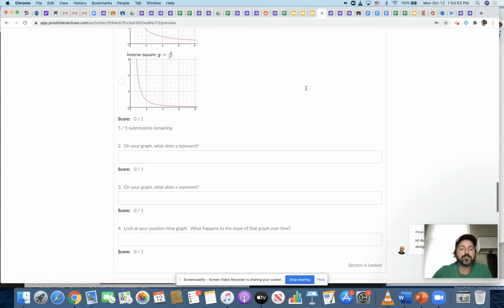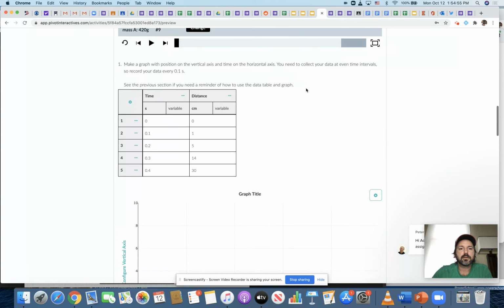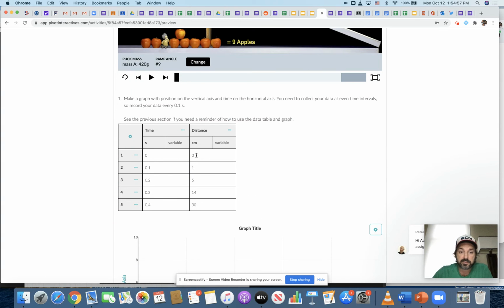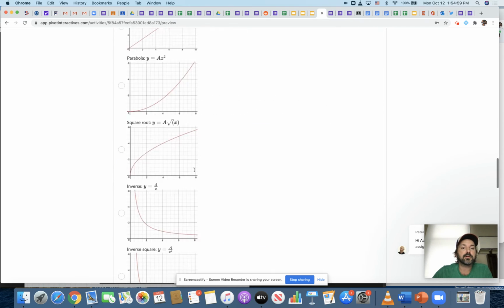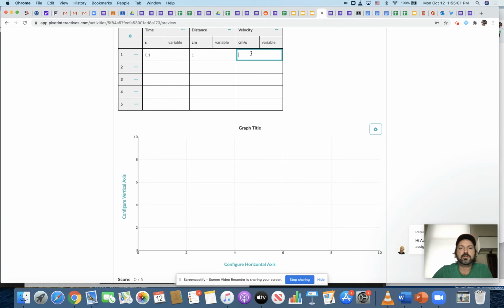How do I know that? Well, I have my data from my table. It was at 0 centimeters. It's now at 1 centimeter. So this is 1, and the velocity is going to be 1 divided by 0.1, which is 10 centimeters per second.